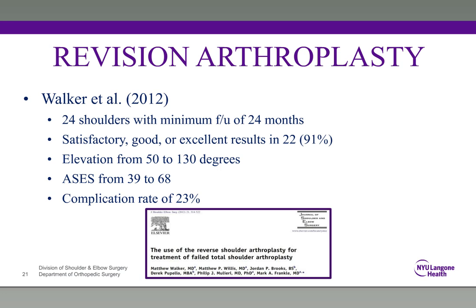Mark Frankel wrote about his experience with patients that he treated for a failed anatomic total shoulder replacement. He had 24 patients at a minimum 2-year follow-up with at least satisfactory outcome in about 91%, average elevation to 130, and ASES score to 68. He also did note, however, that there was a fairly high complication rate, the majority of which were dislocations. With the high complication rate being 23%, he did recommend caution in proceeding with this surgery until it is absolutely necessary.